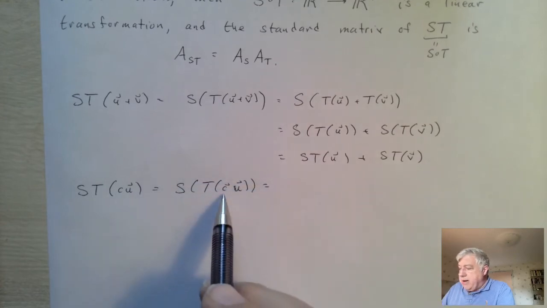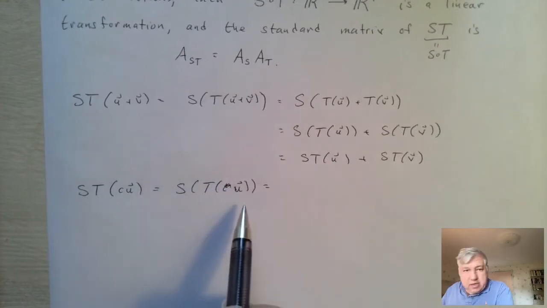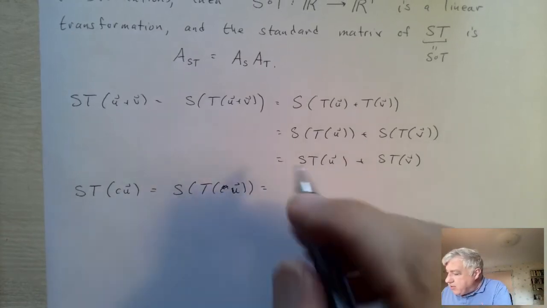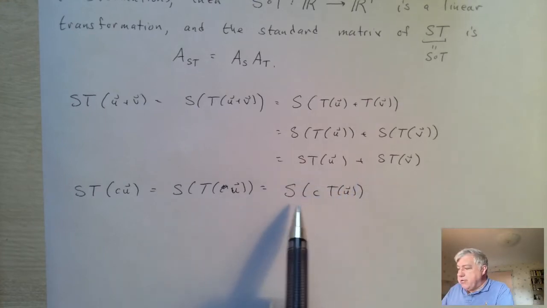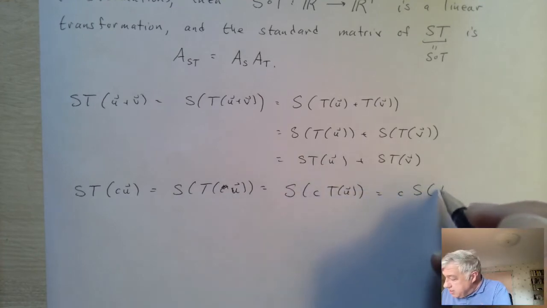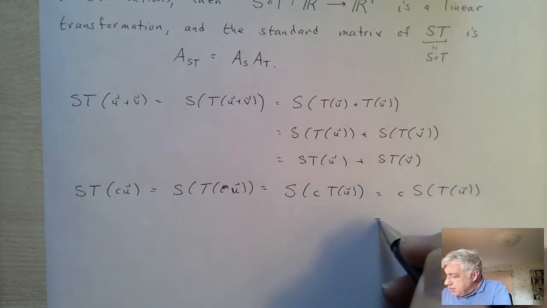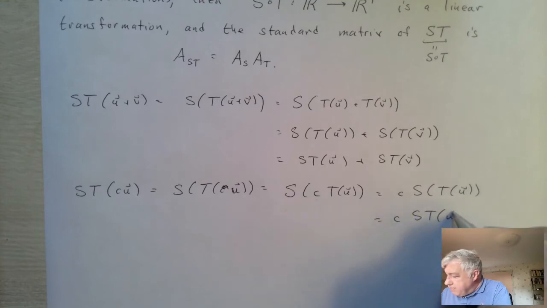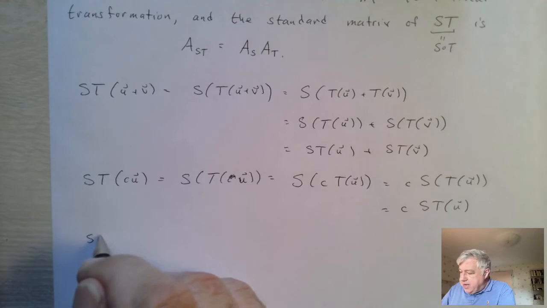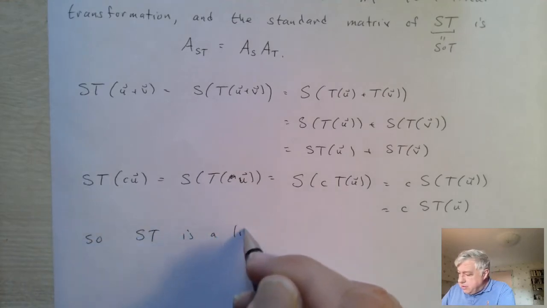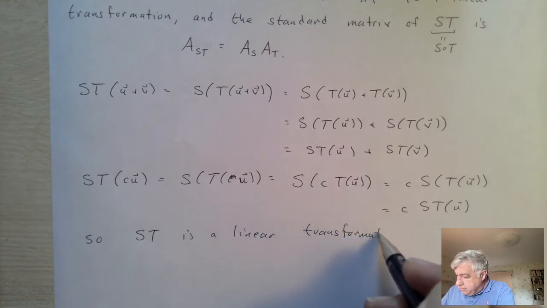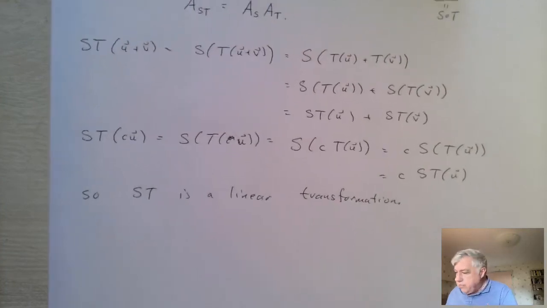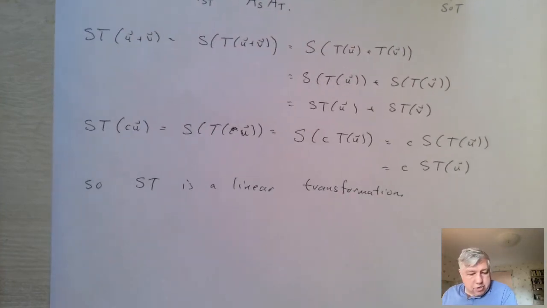Because c is a constant, we can pull it outside of the T, again because T is a linear transformation, and then because S is a linear transformation, we can pull it outside of the S. So this is c times ST of u. Okay, so ST is a linear transformation.